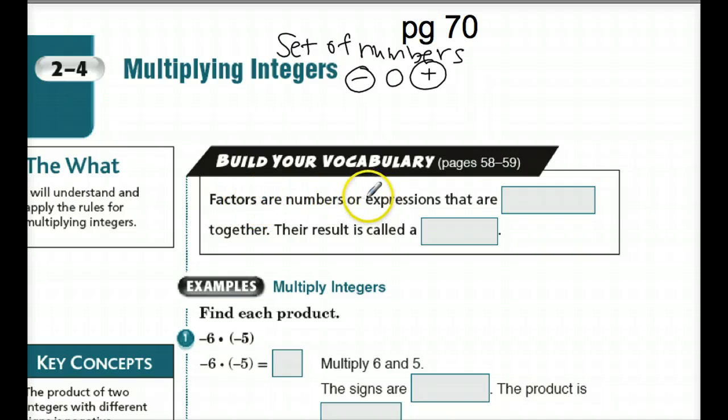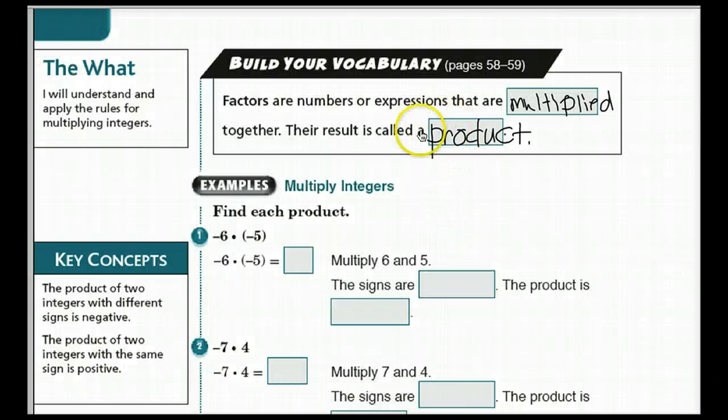Factors are numbers or expressions that are multiplied together. Multiplied together, their result is called a product. And we do know that any answer to a multiplication problem, the answer is a product. So it's the same thing for factors or expressions that are multiplied together. That result is also a product.